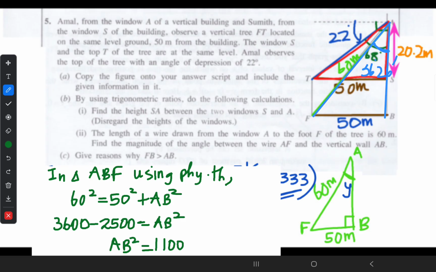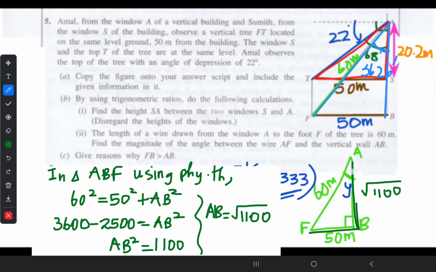We need to find AB, so I'll keep AB in surd form. Square root of 1100. This is the value for here. Look at this carefully. We need to compare FB and AB. What would be the proper value for FB? That is 50. Instead of 50, I can show the 50 as square root of 2500.